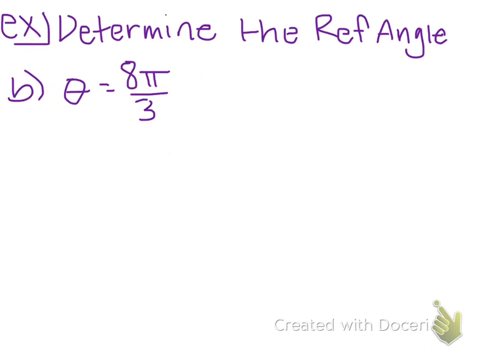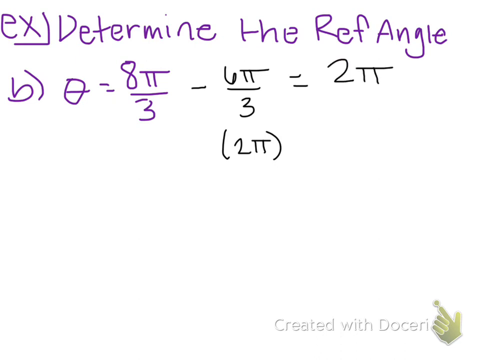So same thing for this one. 8 pi over 3 is larger than 2 pi, so a cutoff with a denominator of 3 would be 6 pi over 3. So this is definitely larger, so I do want to find coterminal, so I'm going to be subtracting a 6 pi over 3. And again, this is 2 pi, I just got common denominators for my subtracting sake. So when I subtract it, I get 2 pi over 3.